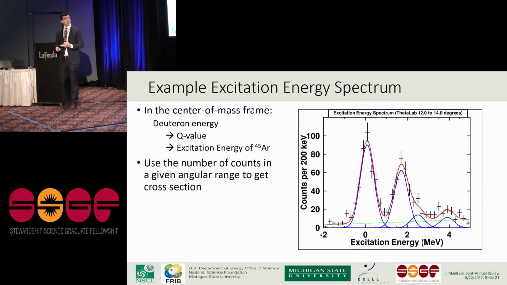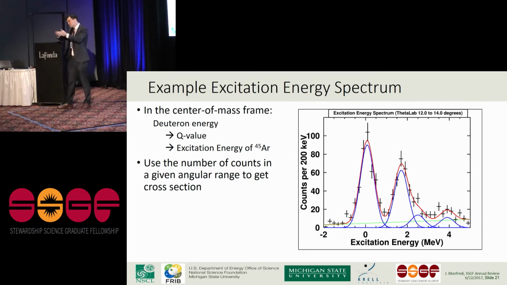So that's nice. Now we've added all these ingredients together. We can look at the deuteron energy and transfer to the center of mass frame. Then we can get the Q value of the reaction, and therefore the excitation energy of argon-45. This is really what's going to allow us to probe the single particle structure that we care about, this excitation spectrum. This is an example of one narrow angular slice.